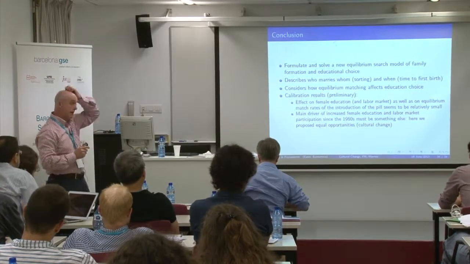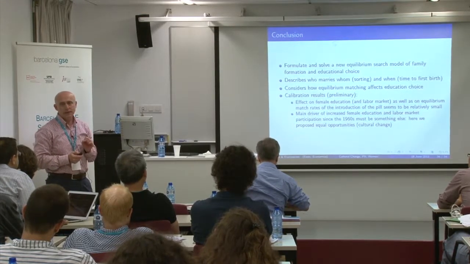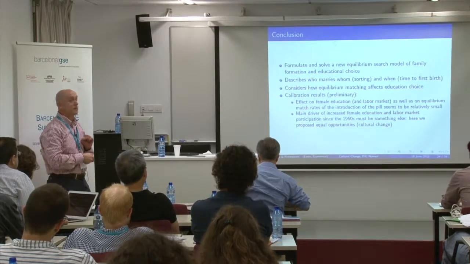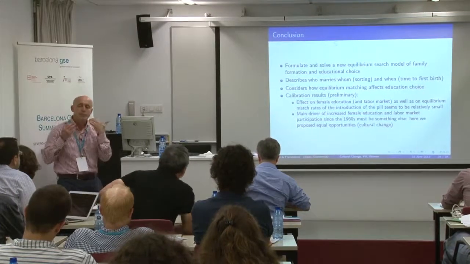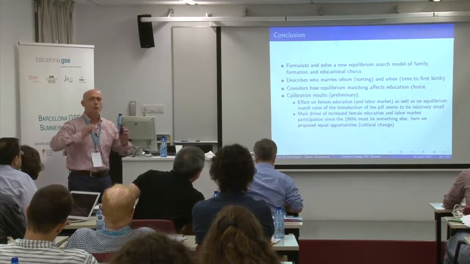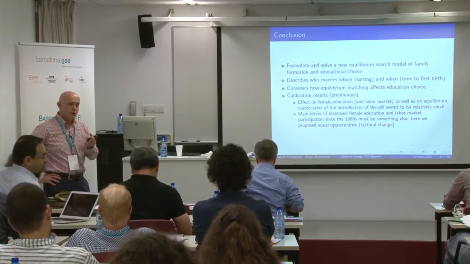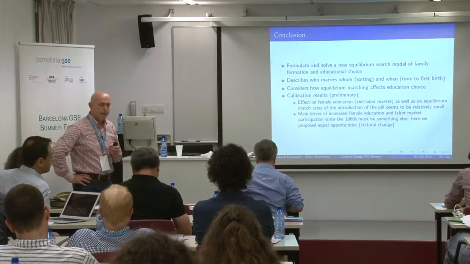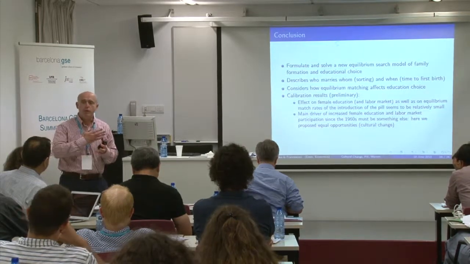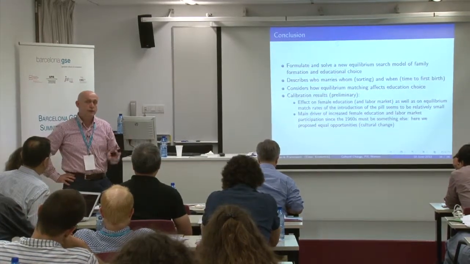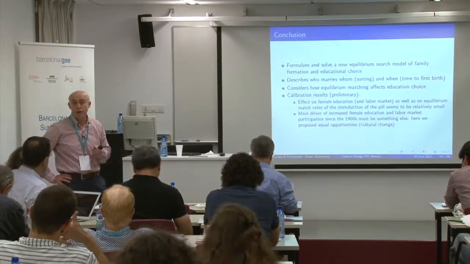Once we are able to pin it down better, and once we have a better understanding of the data, we might want to go to some serious calibration results, which right now are only preliminary, and then assess better these policy changes. But so far, the preliminary results are basically saying that innovation in the contraceptive technology seems to have had very little to do with the changes that we have observed over the 1950s, 60s and 70s in labor market participation of women and education.